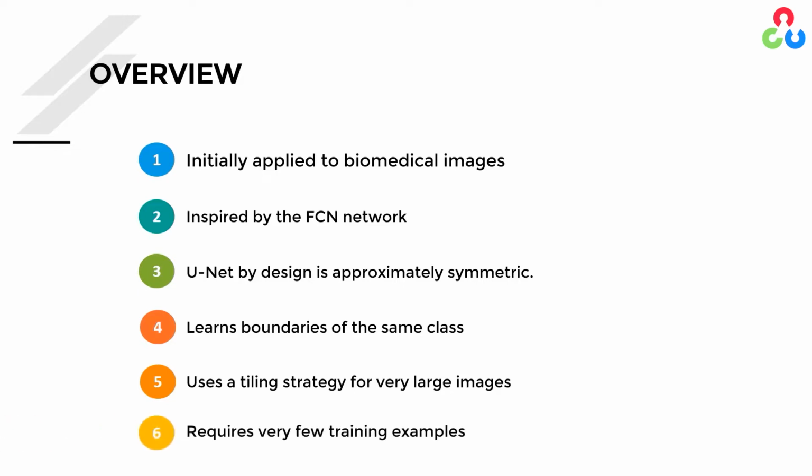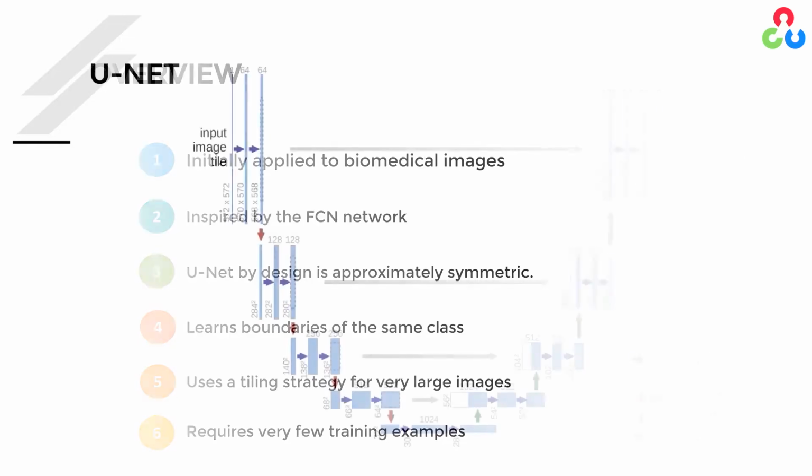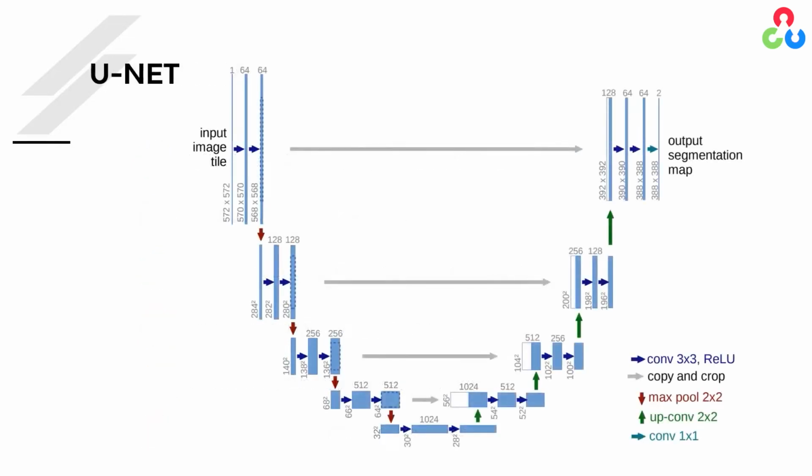The other problem with applying computer vision to some of these biomedical problems is the lack of training data. In this paper, the researchers had access to only 30 segmented images. So you have to use data augmentation very heavily in such applications. Now let's look at the architecture.